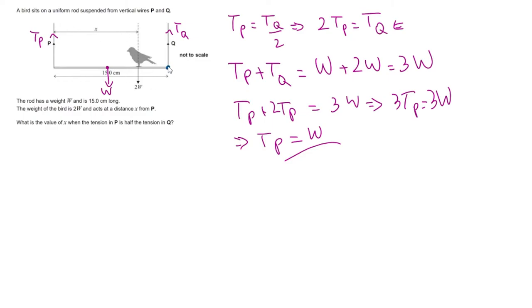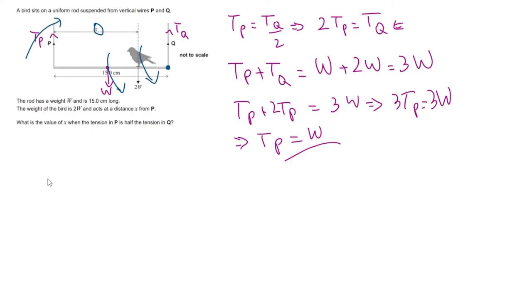The reason we've picked Q is because, remember, we're after X here, and we have just worked out a value for TP. So if we take our moment at Q, we can eliminate the force TQ. So let's take moments about Q. The bird is going to cause an anti-clockwise moment, as is the centre of mass, and the tension P will cause a clockwise moment.